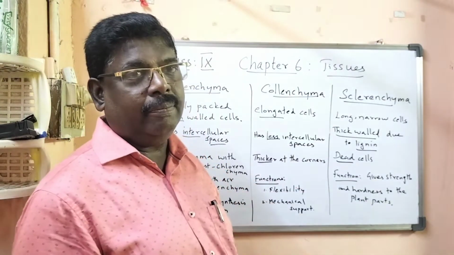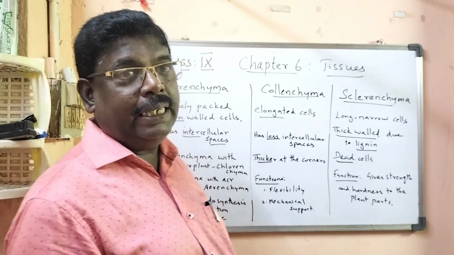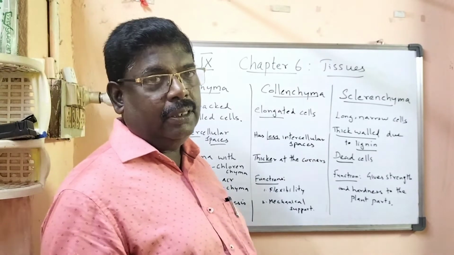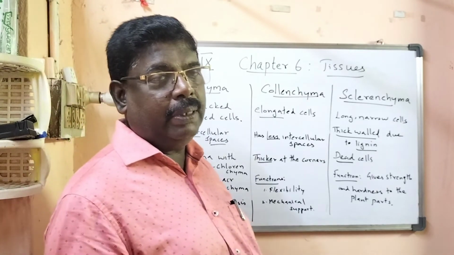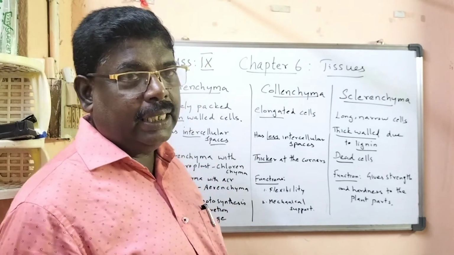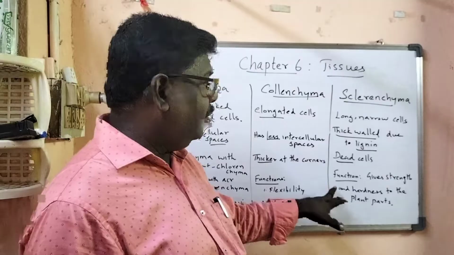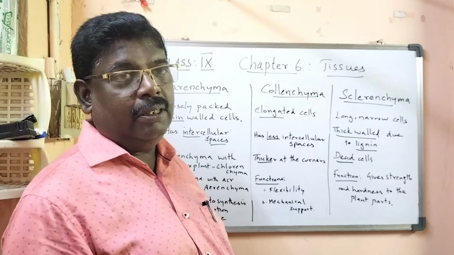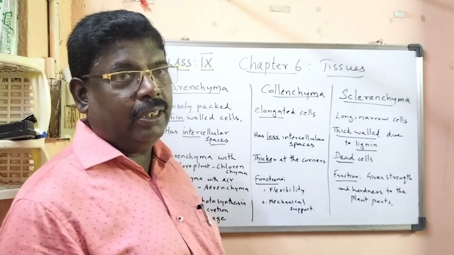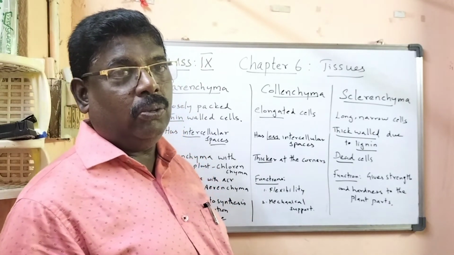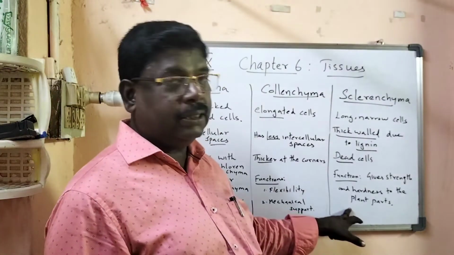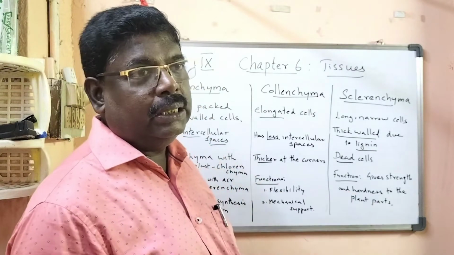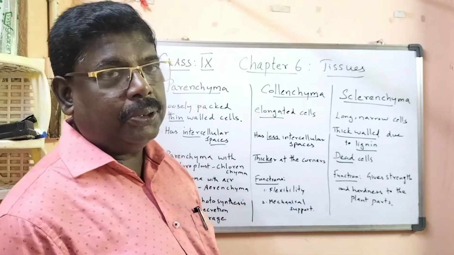Dead cells. Sclerenchyma are dead cells. Example, the husk of coconut. You see those brownish fibers, no? They're all dead cells. They're all sclerenchyma. Function: gives strength and hardness to the plants. The hardness of the outer coating of the fruits is given by sclerenchyma, plus strength and support. Sclerenchyma offers strength and support to the plants.